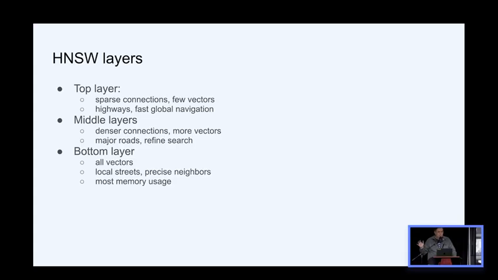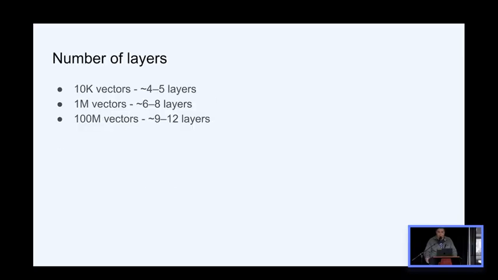The middle layer is like the major roads in the city. You have more connections. And the bottom layer, where you have all that, it's actually middle layers. And the very bottom layer is like side streets. You're going to get where you're going precisely, but that's what's going to take the most memory, because that's where all the vectors are going to be and all the connections between those nodes. So as you can see, you're storing the same information multiple times, and that leads to a lot of memory usage. So depending on the number of vectors, you're also going to have more layers. So here are some rough estimates.